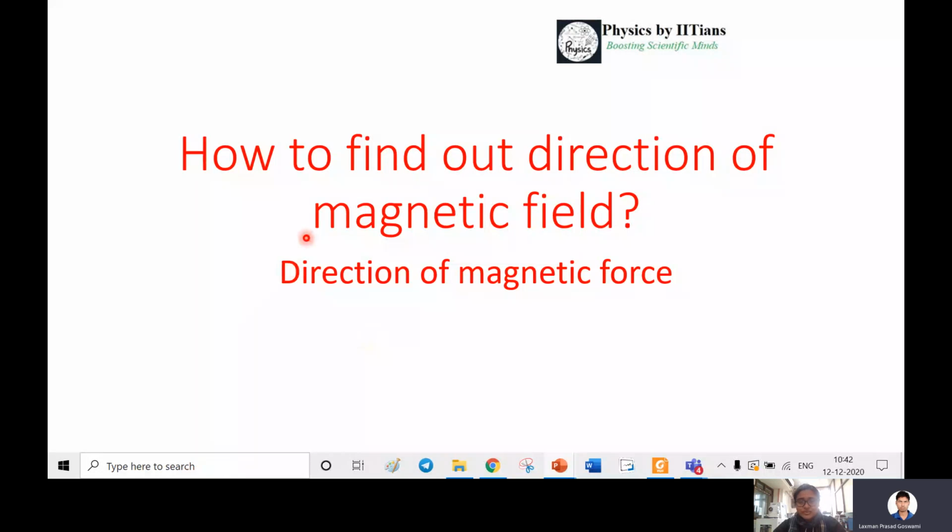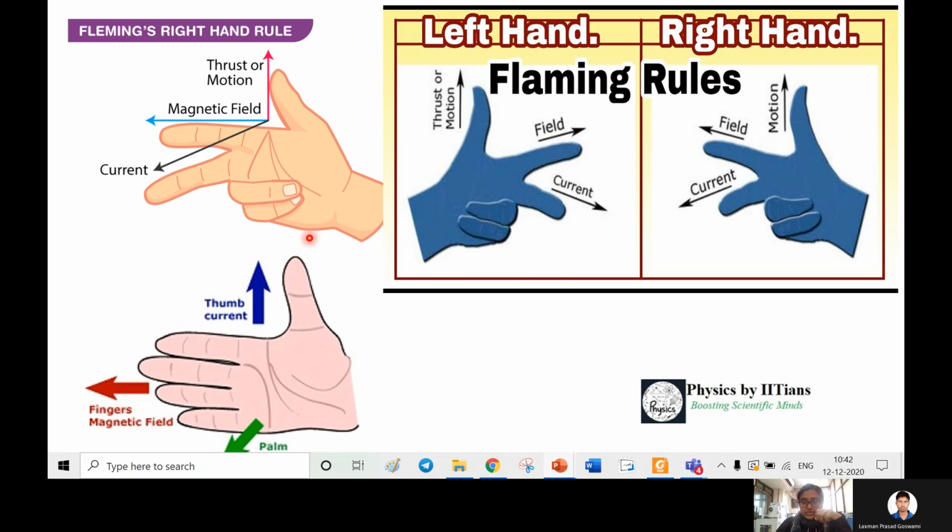Hello friends, in this video we shall discuss how to find out the direction of a magnetic field for a conductor or for a current, or what will be the direction of the magnetic force on a conductor due to a current. I think students will find this video helpful if they find difficulty in finding the direction of the magnetic field.